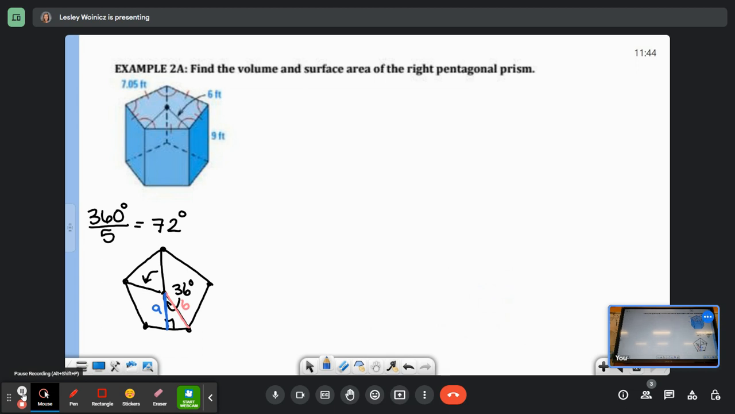Okay, we're going to have to use trig. So do you see that we have the adjacent and the hypotenuse? Yes. So if we're thinking about SOHCAHTOA, which of our ratios uses the adjacent and the hypotenuse? Yeah, we're going to use the cosine. So the cosine of 36 degrees equals our adjacent, the apothem, over 6.